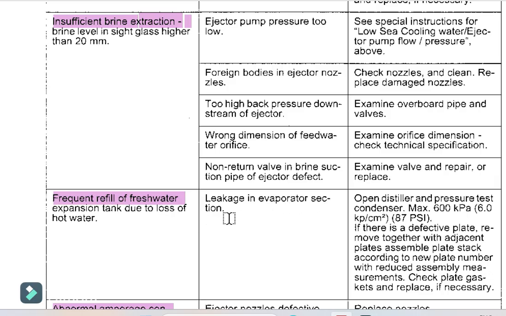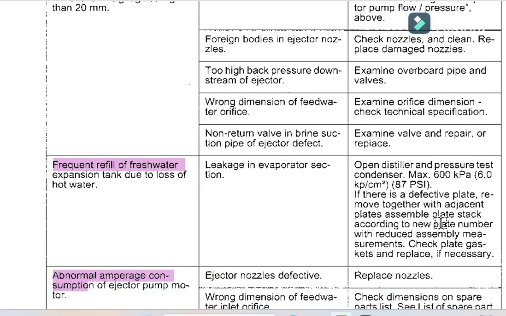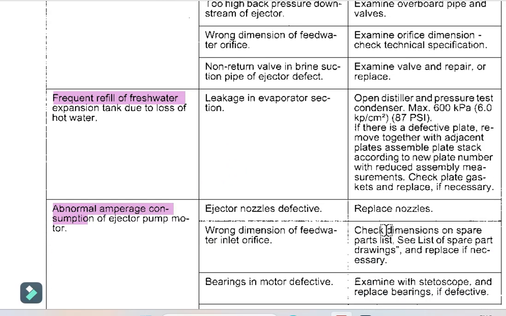Leakage in the evaporator section. Evaporator means we have the jacket water leakage. Pressure testing, 6 bar. If there is a defective plate, remove the plate, or the gasket, or the correct assembly has not been done. So this type of problem can happen due to maintenance. So you have to check it, find out, and replace the plate or replace the gasket, whichever is required.